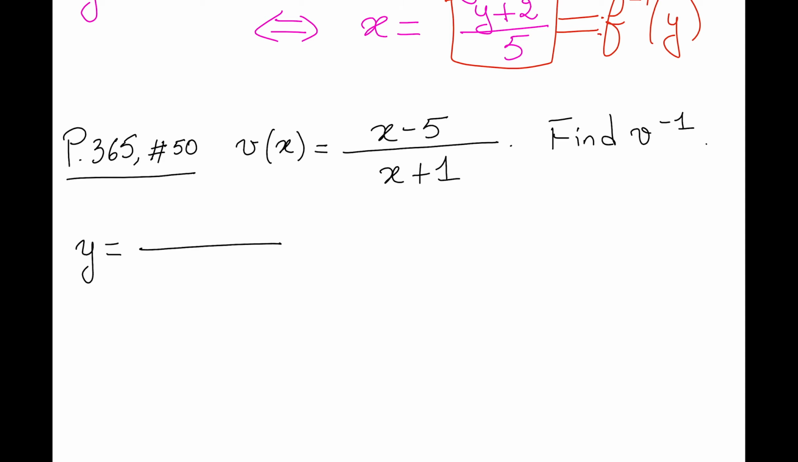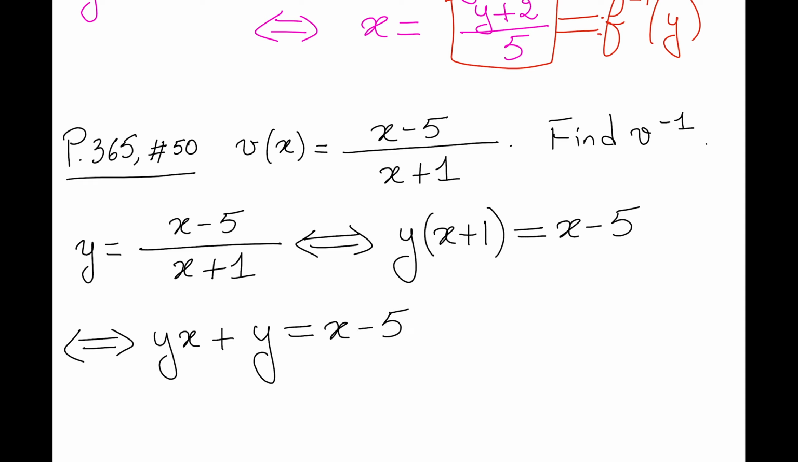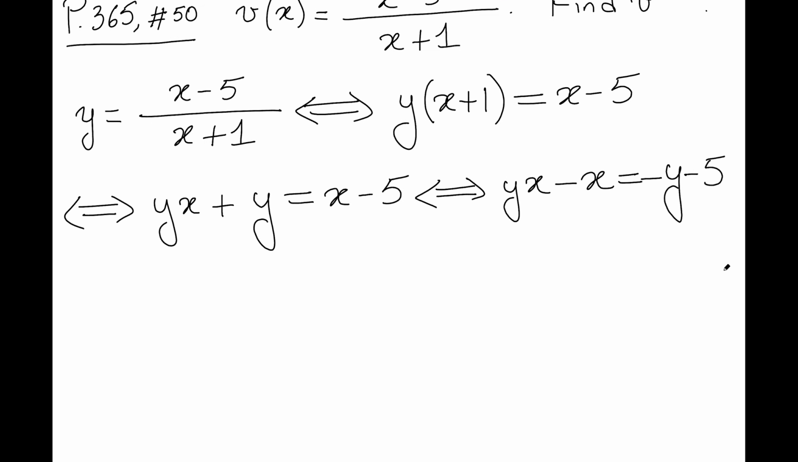So y is equal to x minus 5 divided by x plus 1. I'm solving for x. This is the same thing as saying y times x plus 1 equals x minus 5, which is the same as yx plus y equals x minus 5. Let's bring all the x's on one side. We get yx minus x is equal to minus y minus 5. Correct? And remember, what am I doing? I need to solve for x. How about we factor x on the left side, and get y minus 1, the quantity, as a factor, equals minus y minus 5.